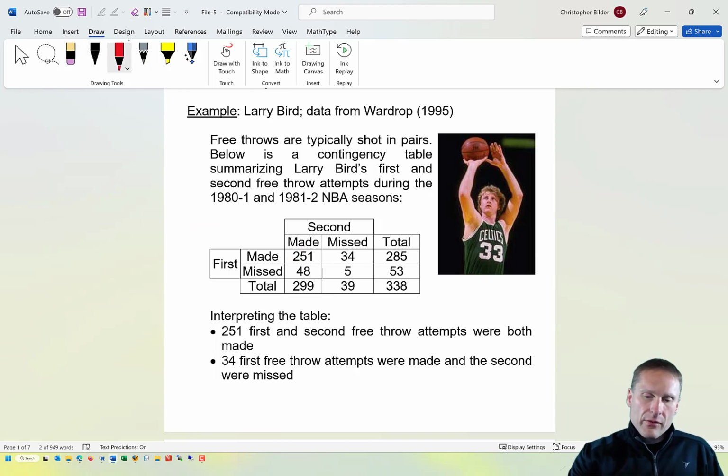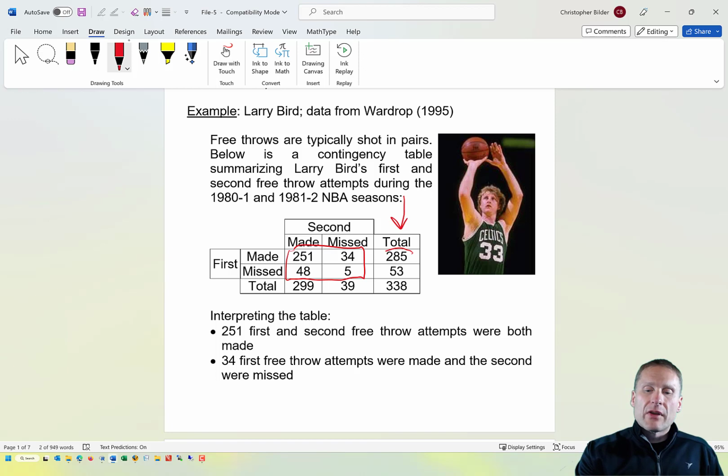Now, we get the name 2x2 contingency table because we have two rows and two columns in terms of what I just highlighted there. Outside of those two rows and two columns, we have another column and another row. Those are often referred to as margins in a contingency table. And what they do is they summarize information across one of the other variables.